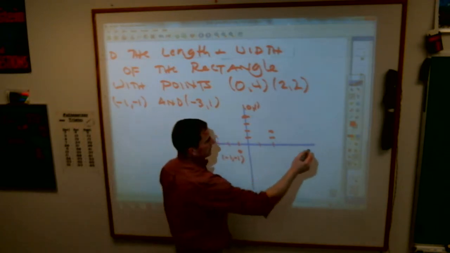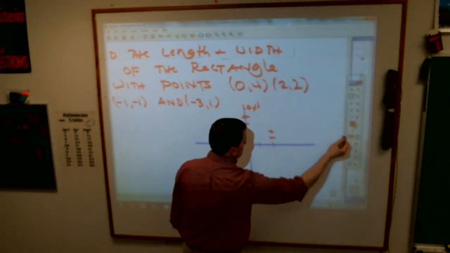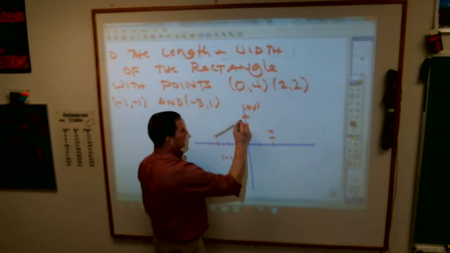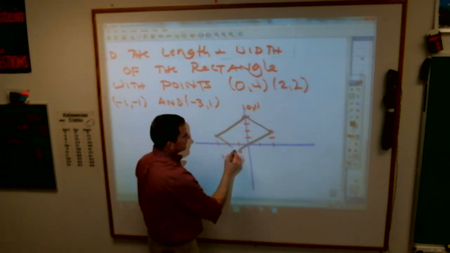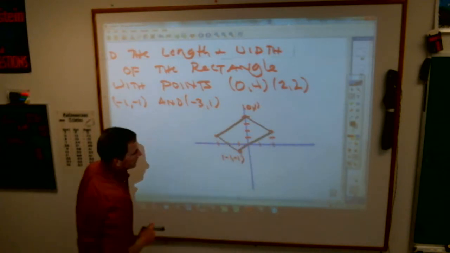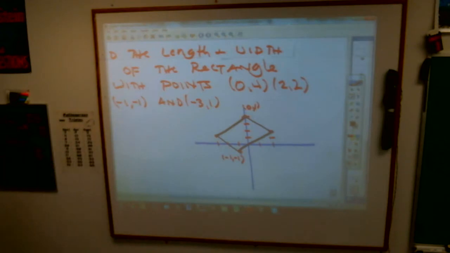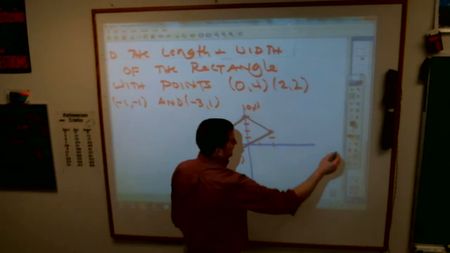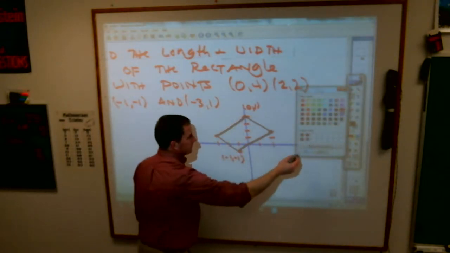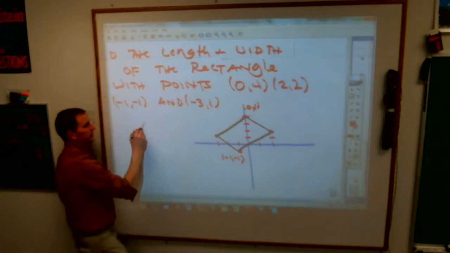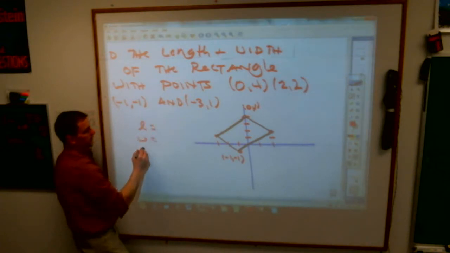Okay, so here, ladies and gentlemen, kids of all ages, this is the rectangle that you get. Mine's a little off. You are asked to find 3 different things for this: the length, the width, and the area.